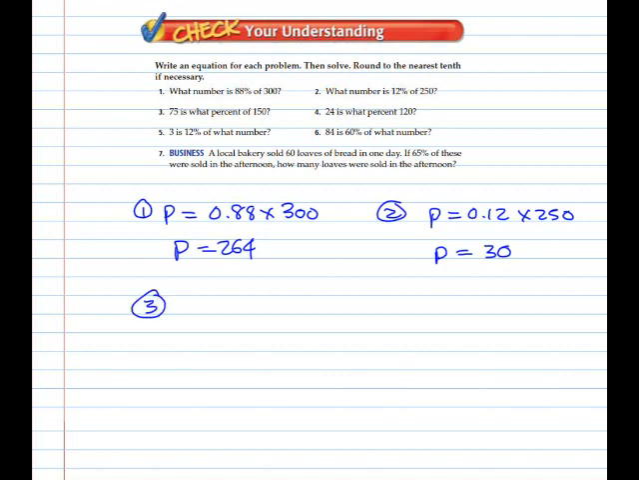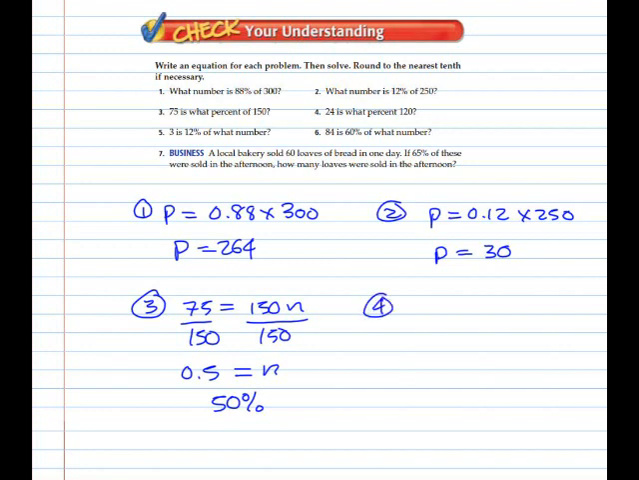Number 3. In this case, we're looking for the percent. We know the part, 75. We know the whole, 150. We don't know the percent. We divide both sides of our equation by 150. And our answer, N equals 0.5. Change the percent to a decimal, 2 places to the right. The answer is 50%.